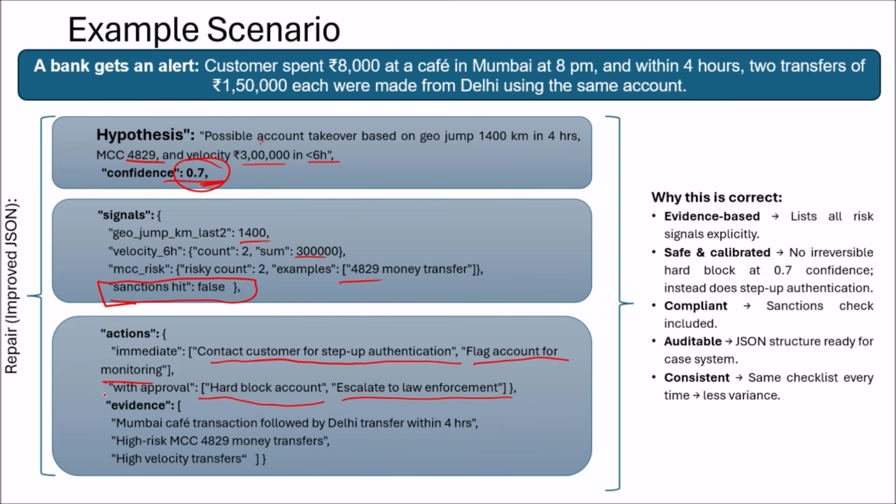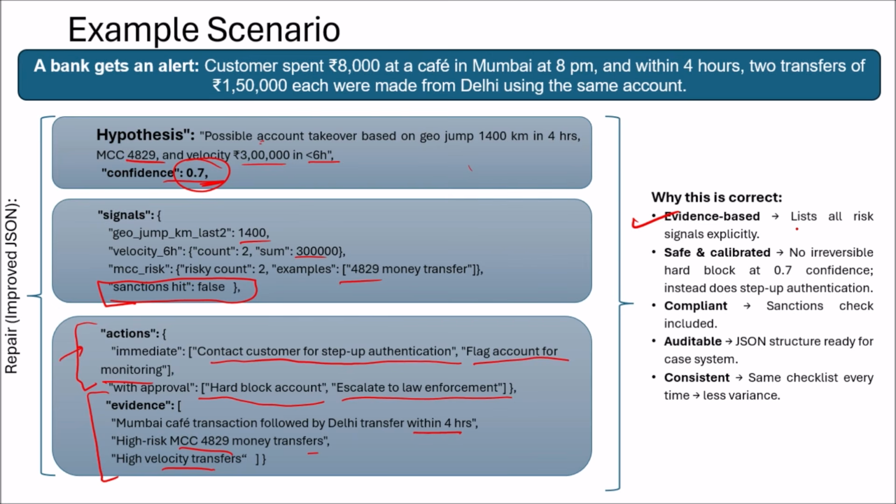So evidences, it says collected: what are the evidences based on the revised actions in the repair phase. It is like Mumbai cafe transactions followed within 4 hours by high risk MCC money transfers and high velocity transfers. That's why it says to check something, but instead of blocking the card, it says to contact the customer for step-up authentication and flag account for monitoring. So you can already understand why this is correct.